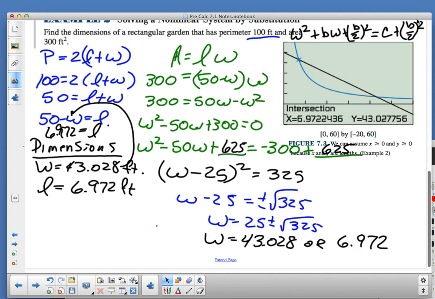Keep in mind the purpose of doing this. 2 relationships, 2 unknowns. They gave me a relationship for area. They gave me a relationship for perimeter. That's how I was able to do perimeter equals 2 times the quantity of length plus width, and area is equal to length times width, okay? Otherwise, I can't do this. I have to have 2 relationships, 2 unknowns to get it done.